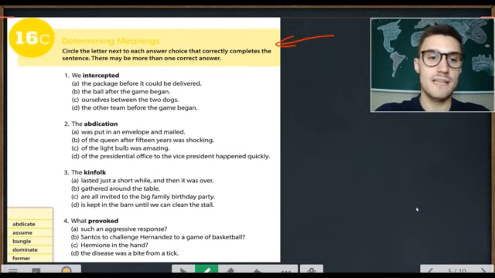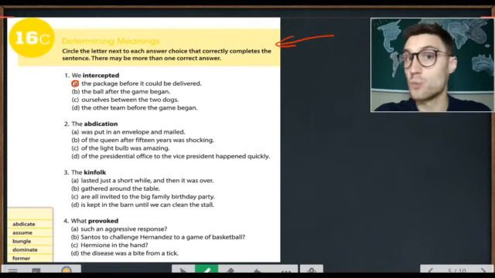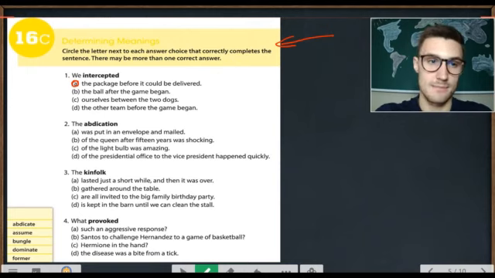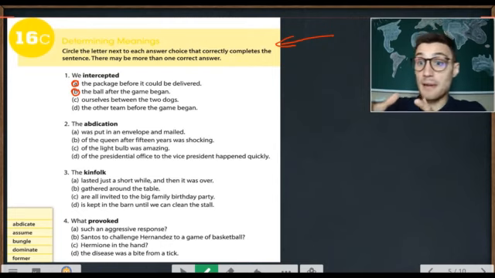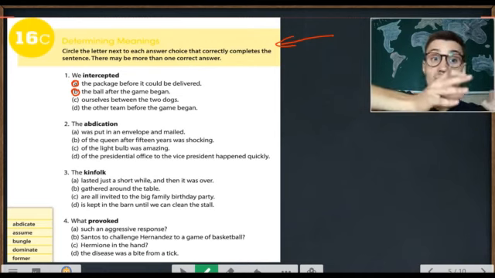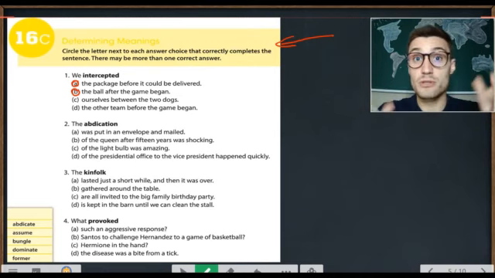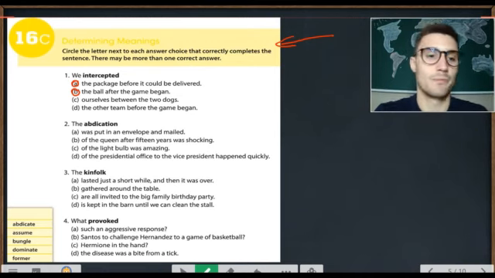We intercepted A, the package before it could be delivered. It's on its way somewhere and you stop it. We intercepted B, the ball after the game began. So you can intercept the ball. If one player passes the ball to the other, you can run in between them and intercept the ball.